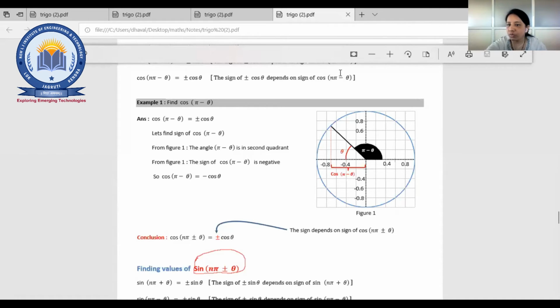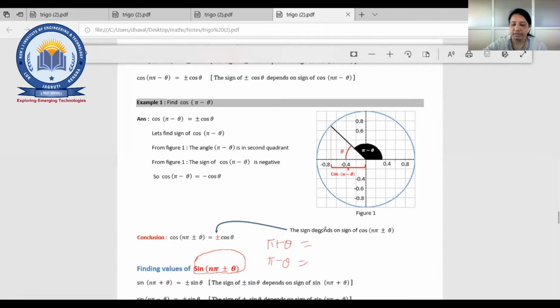Okay, Hetvi, tell something. Ma'am, in the second quadrant, sine will be positive, and in the third quadrant, it will be negative. If it is pi plus theta, then it will be negative, sorry, and if it is pi minus theta, then it will be positive. Yes, pi plus theta. That means what? Repeat it.